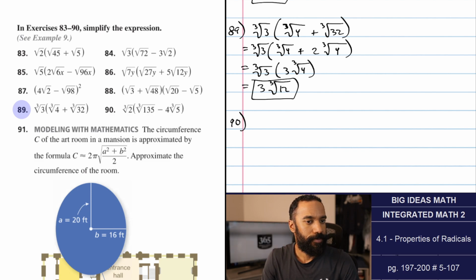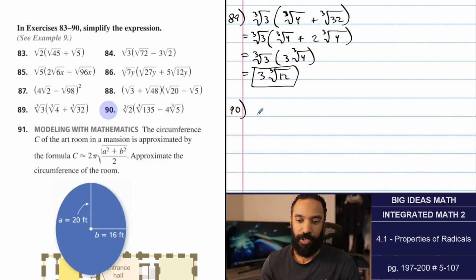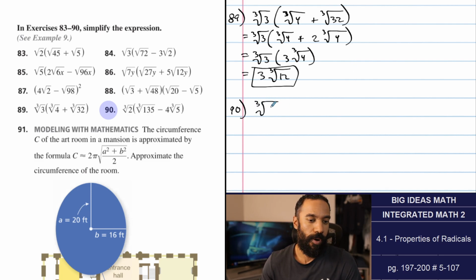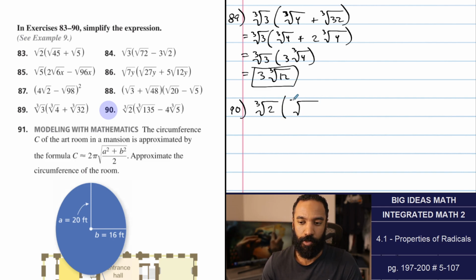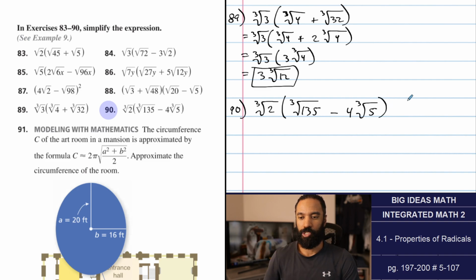Number 90. And yes, I prefer perfect squares over perfect cubes myself. Don't think that this isn't one step a little bit harder. It's a rarer type. And I have to write these threes all the time. Cube root of 135 minus 4 times the cube root of 5. I fully anticipate this thing to clean up.